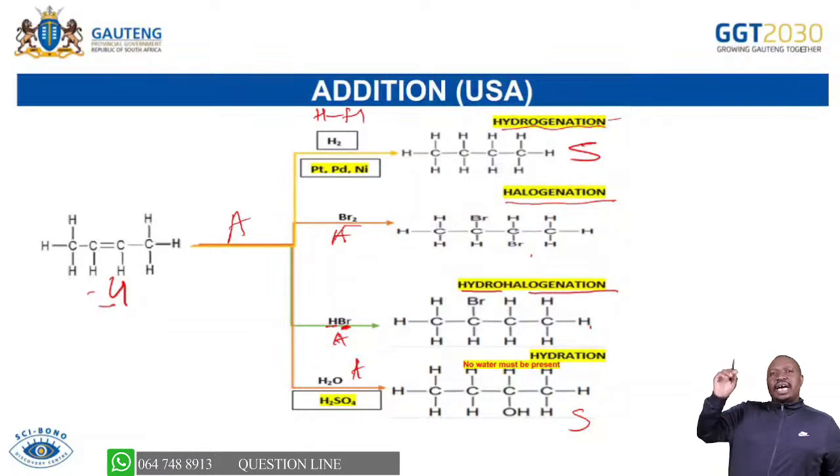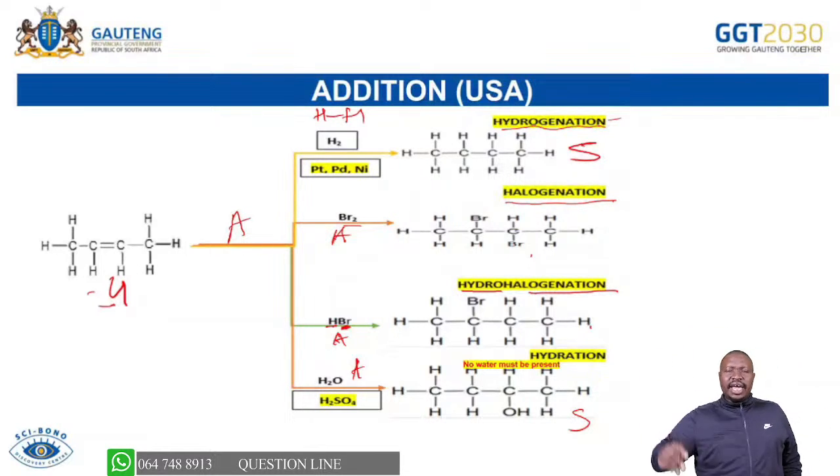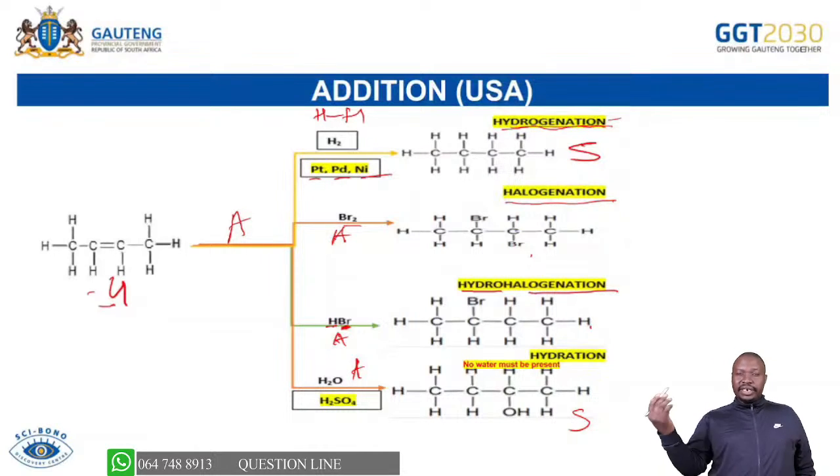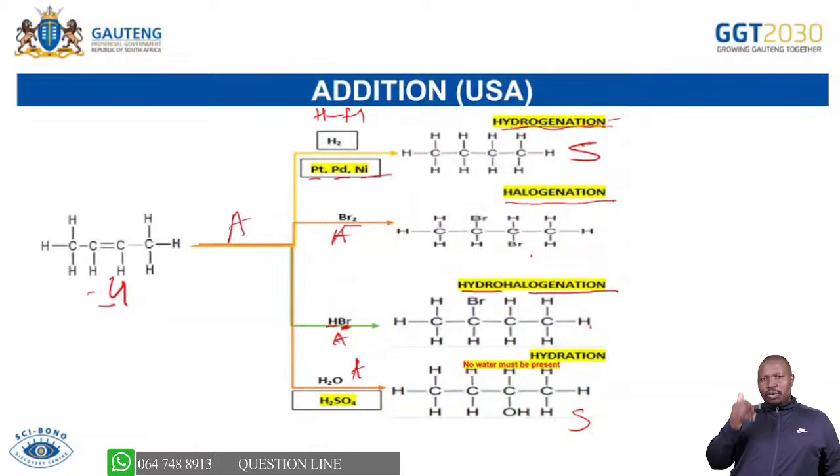So that is what you have to understand. And we'll say, what are the reaction conditions? Is there any catalyst that we use? So when you add hydrogen, during hydrogenation, the catalyst is platinum, palladium, or nickel. You don't have to write all the three, just write one. When you say what is the catalyst, you can just say platinum. We are fine. And then we go to the second reaction, which is halogenation.